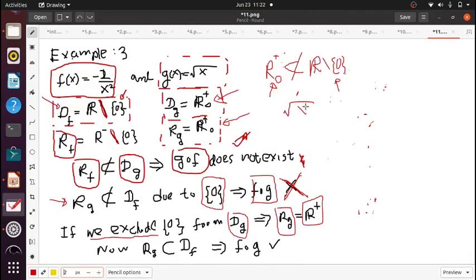So this is the function g of x. If you apply x equals 0, the answer will also be 0, so there will be the element 0. But if you exclude 0, the range will not include 0 as well. So we will only have the range of g as only the positive real numbers. Now in this case, the range of g is a subset of the domain of f, which means f of g exists.